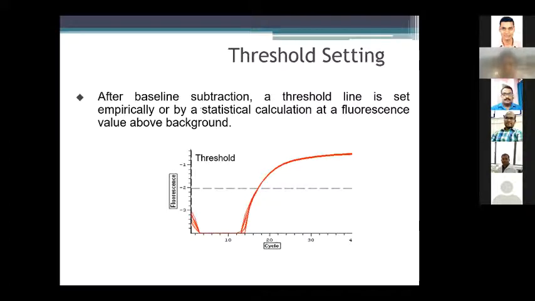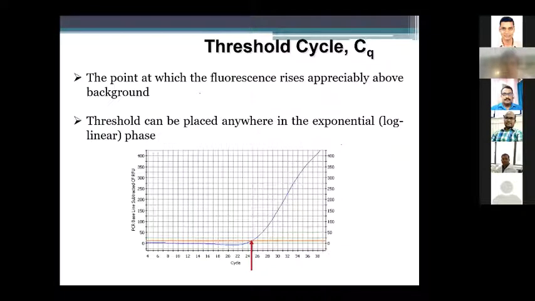After baseline subtracting, a threshold line is set by statistical calculation at a fluorescence value above the background. This is called the threshold. The threshold is the point at which the fluorescence rises appreciably above the background, and it can be placed anywhere in the exponential linear phase.